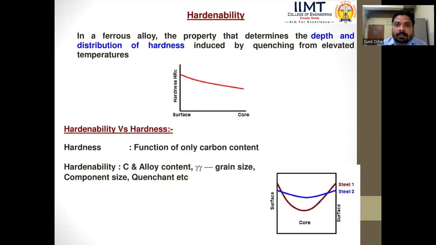Next is hardenability. Hardenability in a ferrous alloy is the property that determines the depth and distribution of hardness induced by quenching from elevated temperature. So how much depth of hardness we have to achieve is called the hardenability of the material. Hardenability versus hardness: hardness is a function of only carbon content, and hardenability depends on carbon and alloy content, grain size, component size, and quenchant.